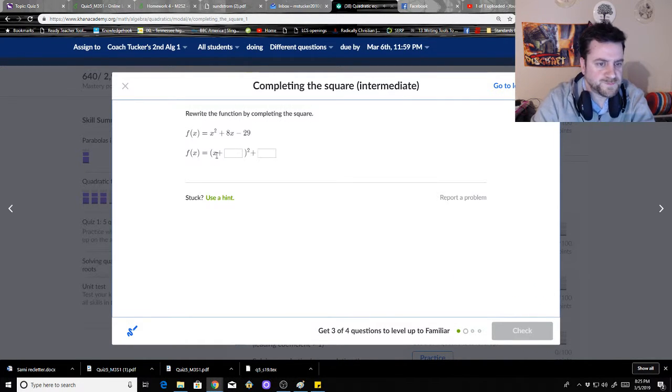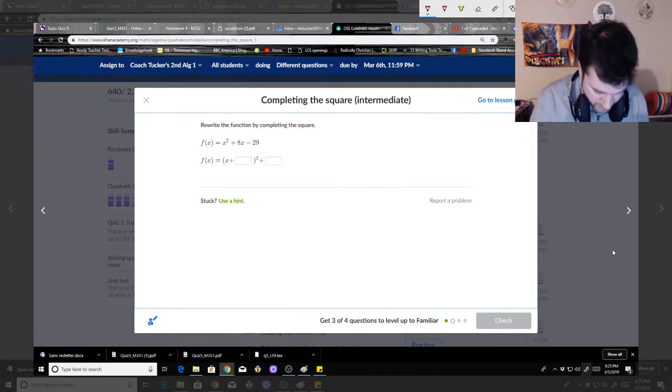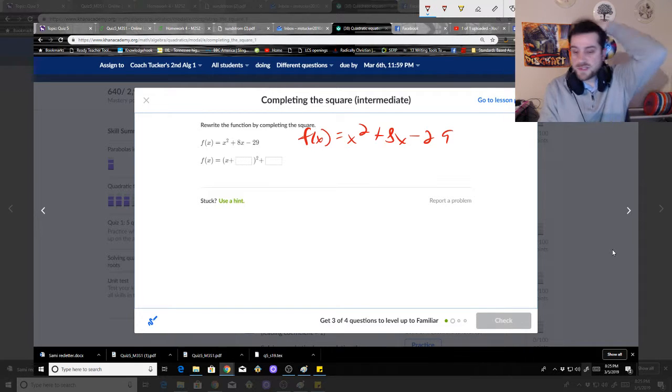Let's do another one. Ooh, this one's good. This has f of x. All right, so this time we have f of x. So let's write this down. We have f of x is equal to x squared plus 8x minus 29. So how do we complete the square if we don't have it set equal to 0?